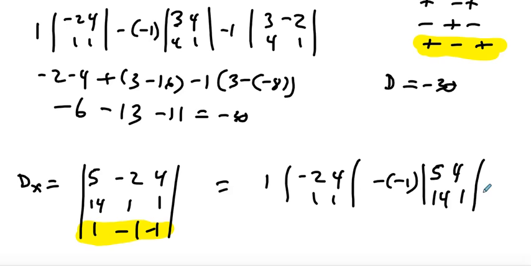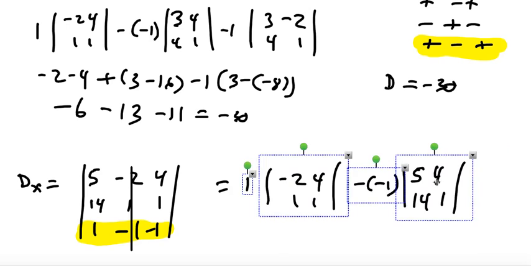14, 1. Okay, and again, how am I doing this? I'll just show it because I don't want anybody to get confused. If I cross that out, then that leaves me -2, 4, 1, 1, which is what I got there. Then to get my second determinant, cross that out, and that's 5, 4, 14, 1. This was a negative, so that's why that's a negative, and it was a -1. Okay, great. I'm just going to move this over a little bit.